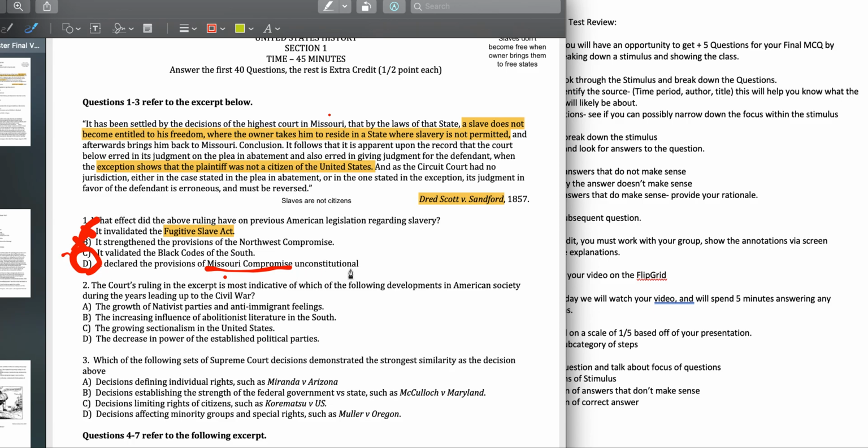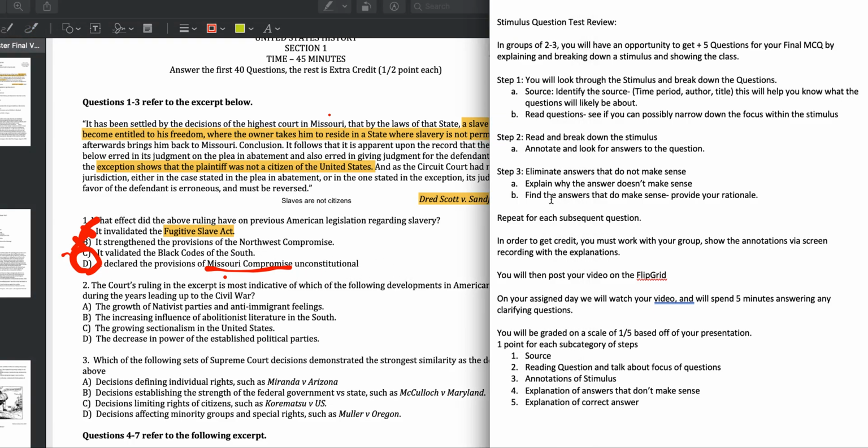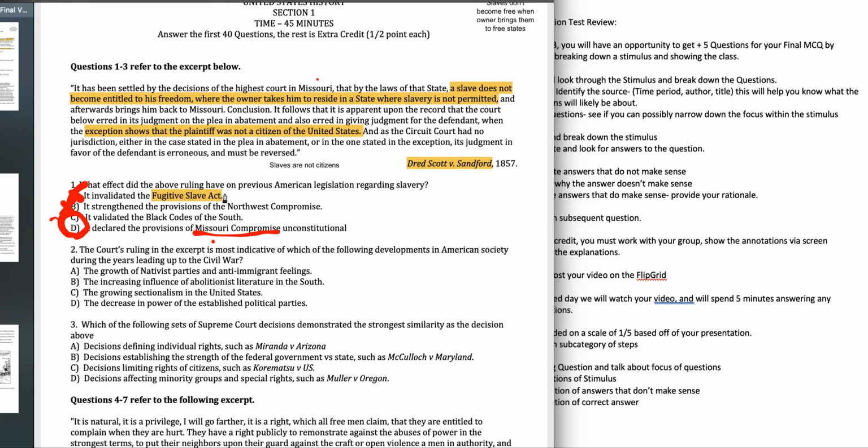And here's where you could define the Missouri Compromise, and you could define the Black Codes of the South, and that's where you would be able to help find that answer, right? Again, I'm not asking you to retake this test and try to explain it without knowing it. You can do the research before, and that'll help you. So let's go to question number 2.